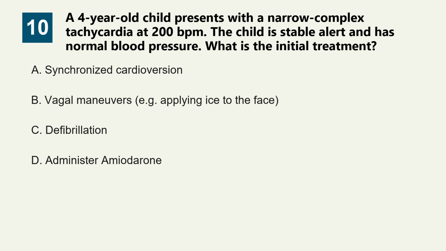Question 10. A 4-year-old child presents with a narrow complex tachycardia at 200 bpm. The child is stable, alert, and has normal blood pressure. What is the initial treatment? Option A, synchronized cardioversion. Option B, vagal maneuvers, e.g. applying ice to the face. Option C, defibrillation. Option D, administer amiodarone.